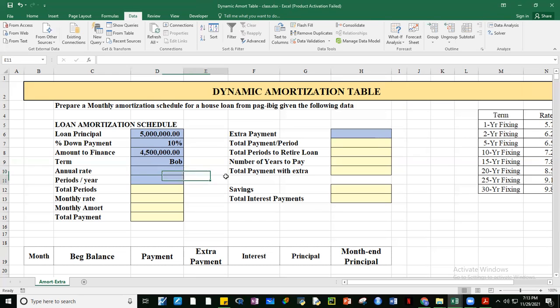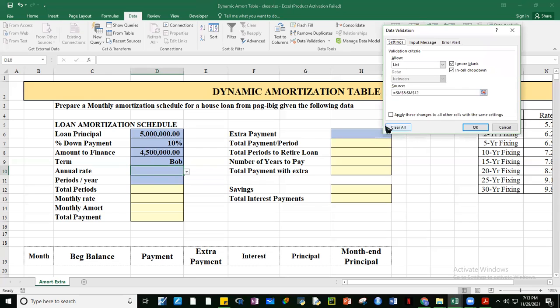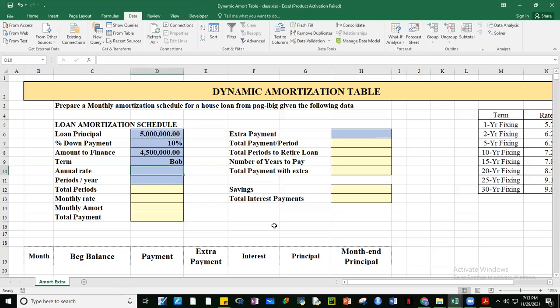So once again, go to this cell, itong annual rate. And then Data Validation, and then Clear All ulit, Clear All. Okay, so wala nang data validation dito. Okay, let's go here, guys. Let's go here to Term.